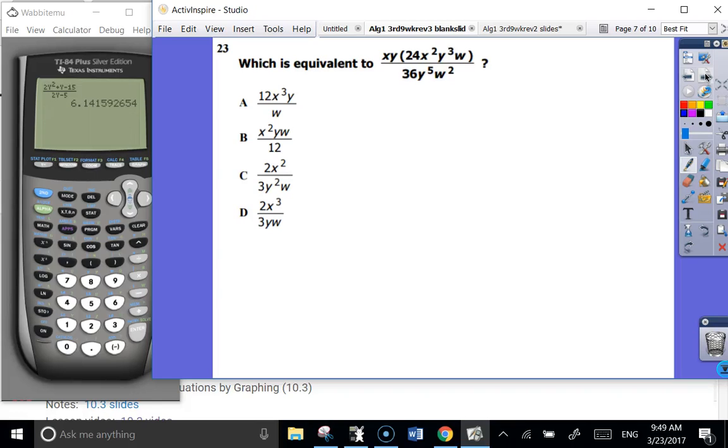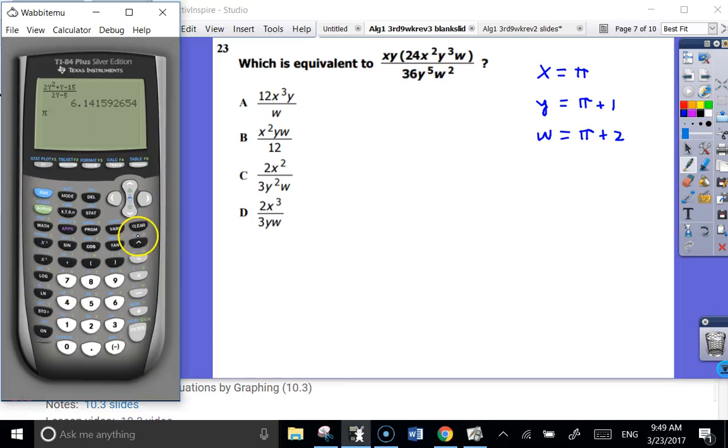So in this case, what are our variables? X, y, and w. So again, let's let x equal pi. Y can equal pi plus 1. And w can be pi plus 2. Just give them different values. So second, pi, store, x.